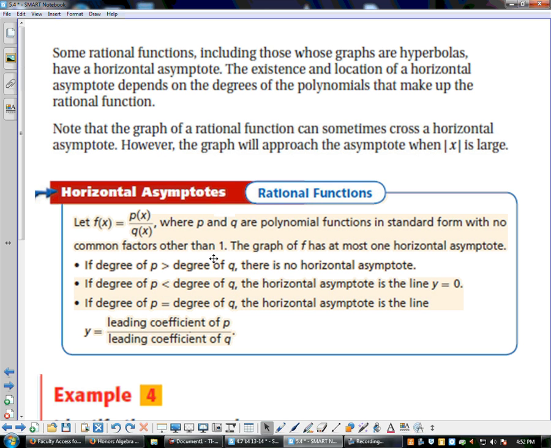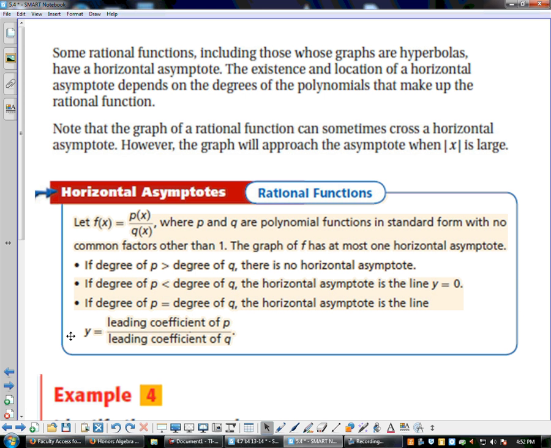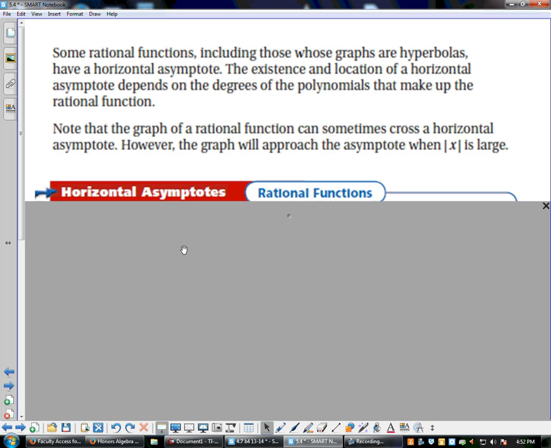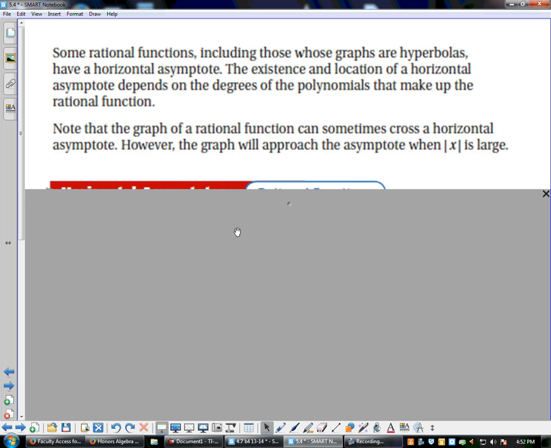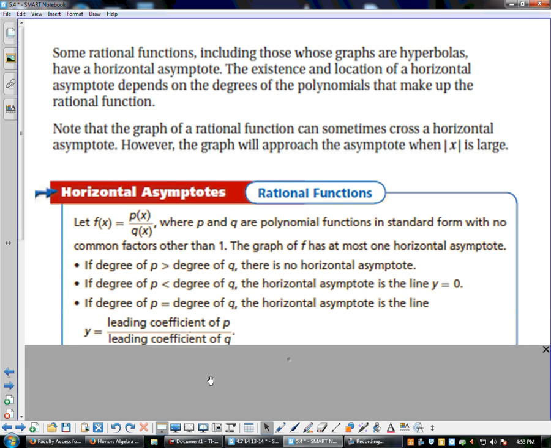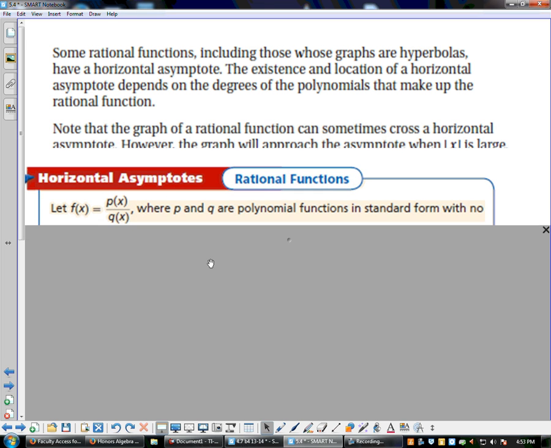Okay, so now some rational functions, including those whose graphs are hyperbolas, have a horizontal asymptote. The existence and location of a horizontal asymptote depends on the degrees of the polynomials that make up the rational function. Note that the graph of a rational function can sometimes cross a horizontal asymptote. However, the graph will approach the asymptote when the absolute value of x is large. All right, I know this is very confusing right now, but hopefully we can make it a little bit more clear. So this is on your video notes also.